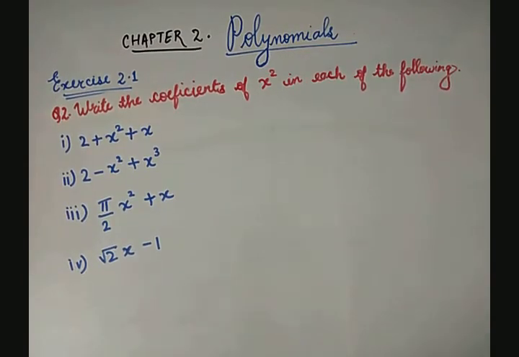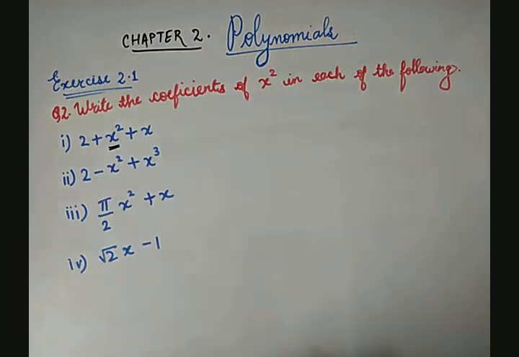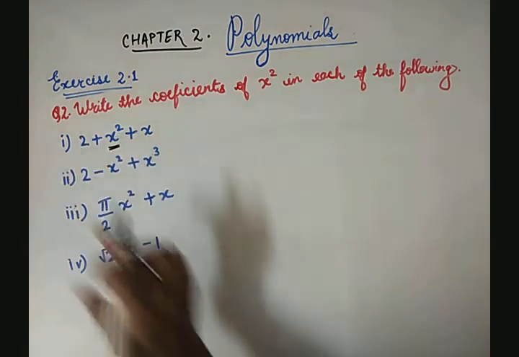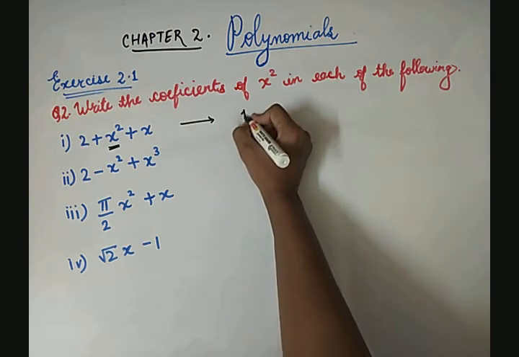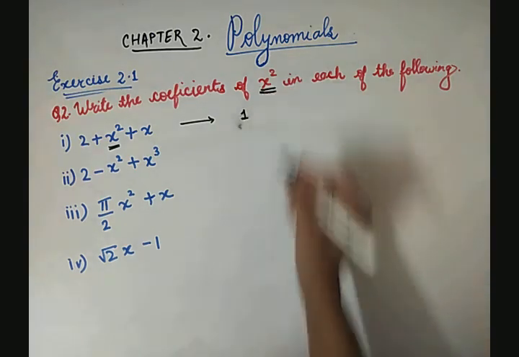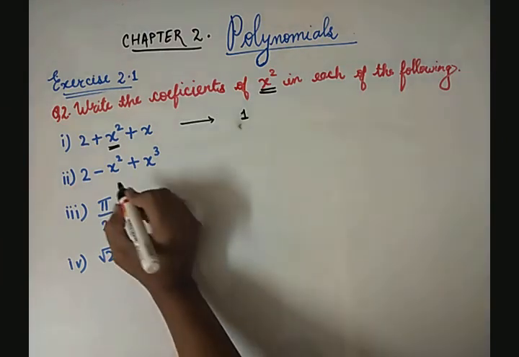Now the second question is, write the coefficients of x square in each of the following. These are the polynomials given and it is asked to write coefficients of x square. Now let us see the first one. 2 plus x square plus x. So check where is your x square. This is your x square. Now check what is its coefficient. Plus 1. So the answer is simply 1. Coefficient of x square is 1. We need to check only for x square. Now check the second one.